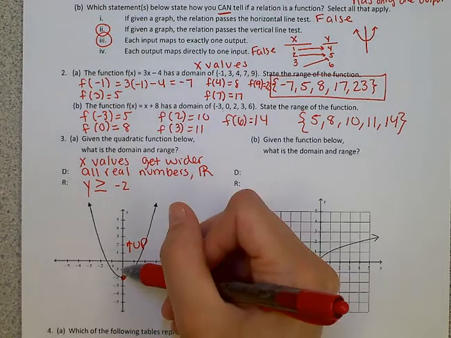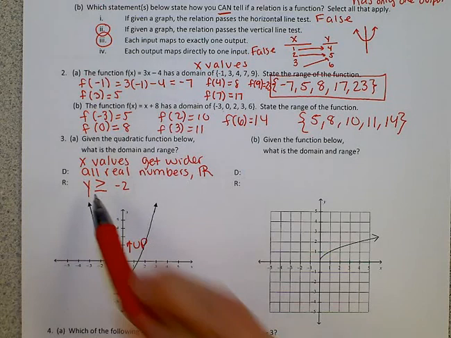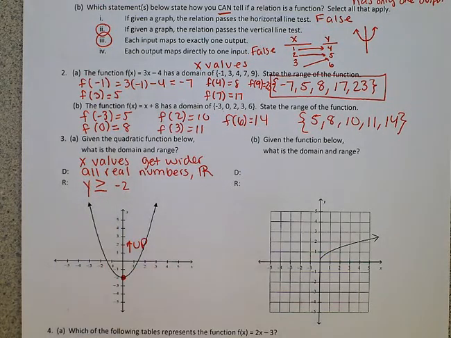-1, 0, 1, 2, 3, 4, 5. These numbers keep getting bigger, so that's why you know it's going to be greater than. Okay. For part B, given the function below, what is the domain and range?